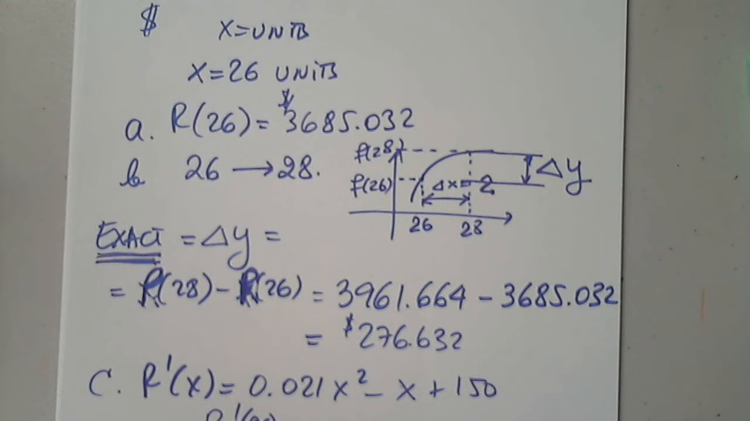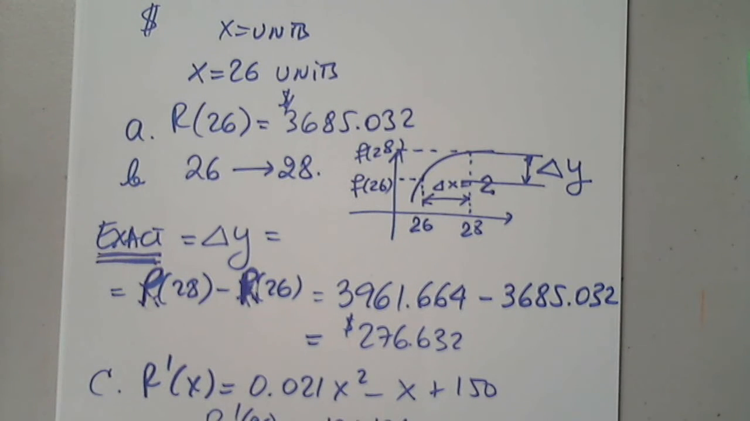I'm going to put in the calculator. Okay, as the second function. My second function is 0.021x squared minus x and plus 150. And I want to plug in 26, but it's going to be there. I don't have to plug it in. Easy. Okay, so here it is. 138.196.